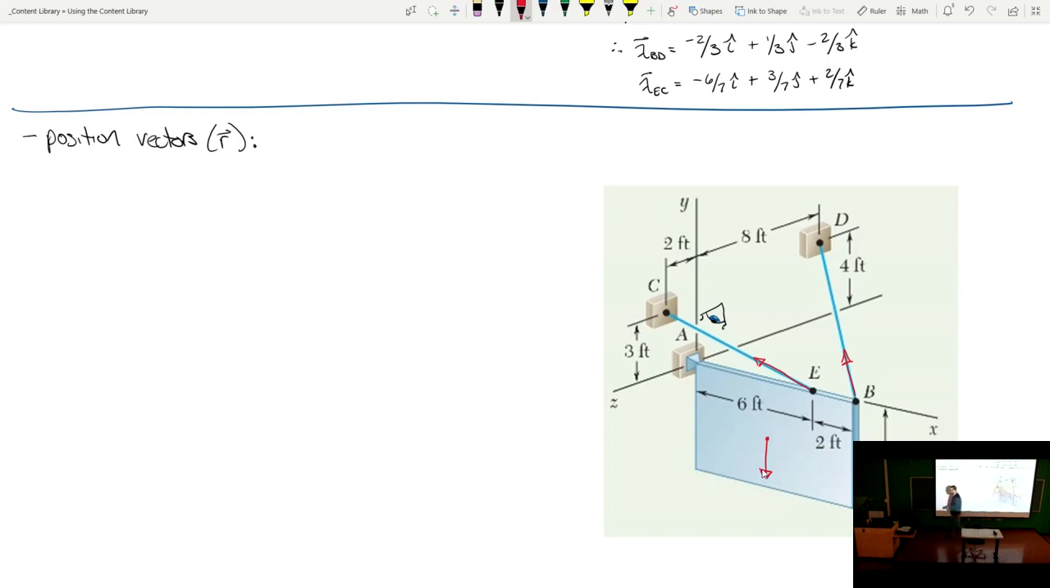So what that means is that we need position vectors that go from A to each of these 3 points. So we're going to need a position vector that looks like that. We're going to need another position vector that looks like that. And one that looks like that. So we'll call these R to B from A, R to E from A, and we'll call it R to W from A.